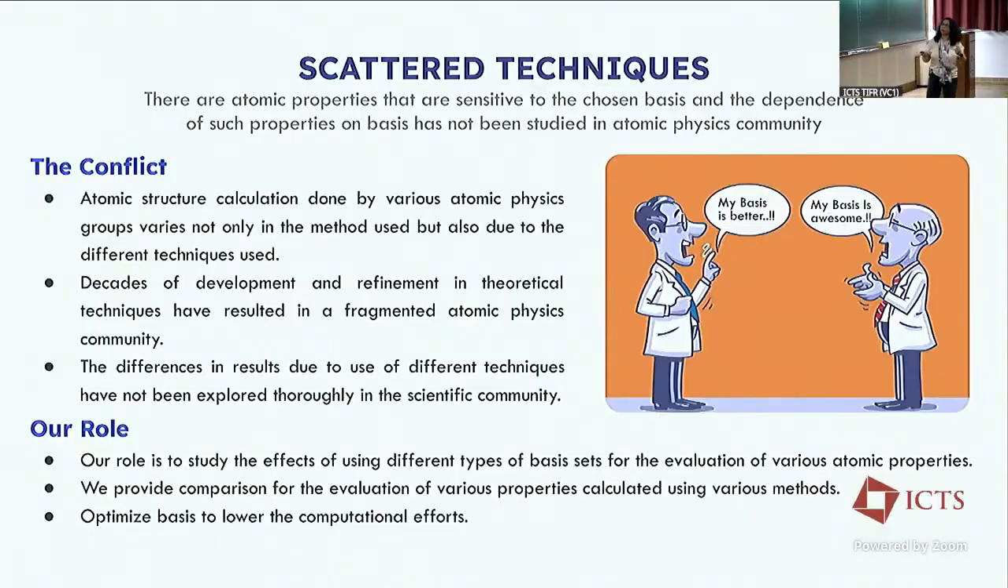So what happens is that the decades of development and refinement of these theoretical techniques have led to this fragmentation in the atomic physics community. Even though several groups are using the same method to calculate atomic properties, they are using different computational techniques, and their results for a few properties don't match. So there's a mismatch, and each group kind of claims that their result is better than the other. So what we try to do here is to see the role of computational techniques as well as methods in calculating various atomic properties.